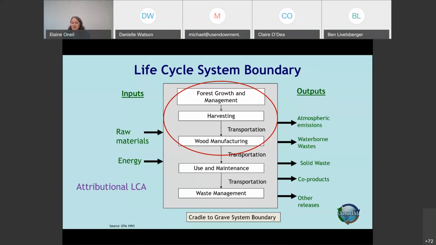I think the thing to emphasize is this model and this method is attributional. In other words, you're measuring inputs and outputs. You're not looking at the consequences of, if we did something different, what would it be? How would that affect it? So you're really looking at, how does this system operate in terms of an energy and materials flow? What is the mass balance and what is the energy balance?